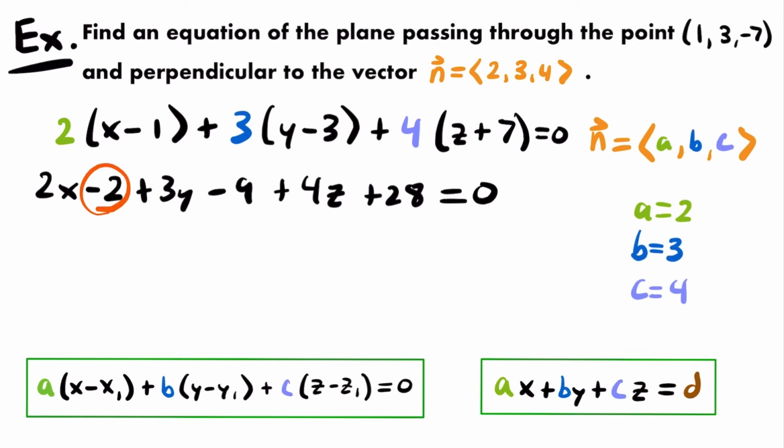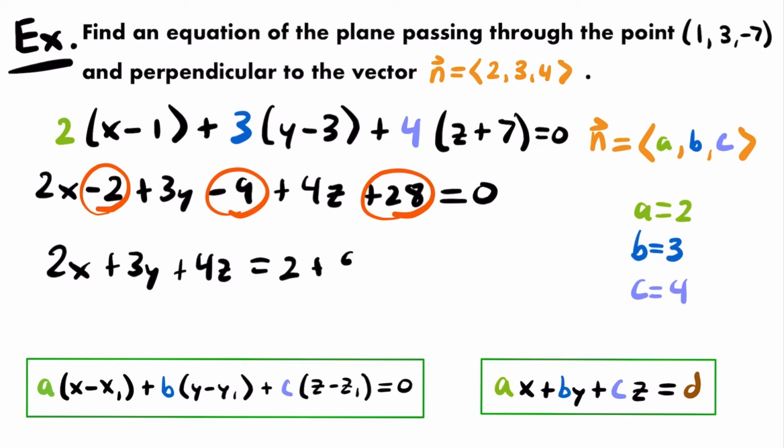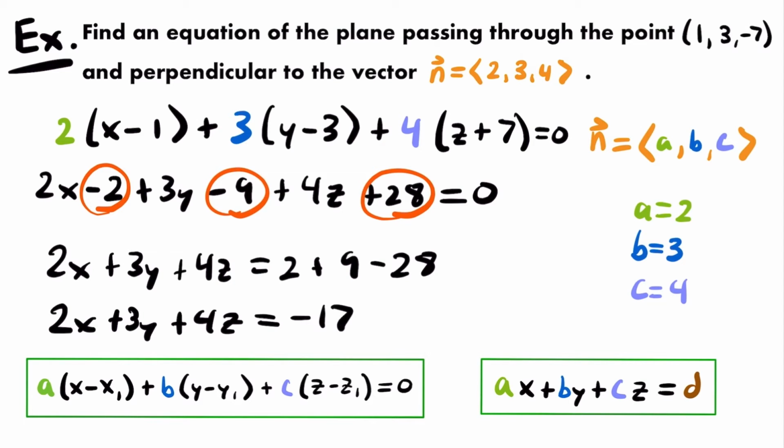We want to move -2, -9, and +28 over to the other side of the equation. So we will add 2 to both sides of the equation, add 9 to both sides of the equation, and subtract 28 from both sides. So if we do that, we'll have 2x plus 3y plus 4z, and that will be equal to 2 plus 9 minus 28. All right, now 2 plus 9 is 11, and then 11 plus -28 will give us -17. So we will have 2x plus 3y plus 4z is equal to -17.